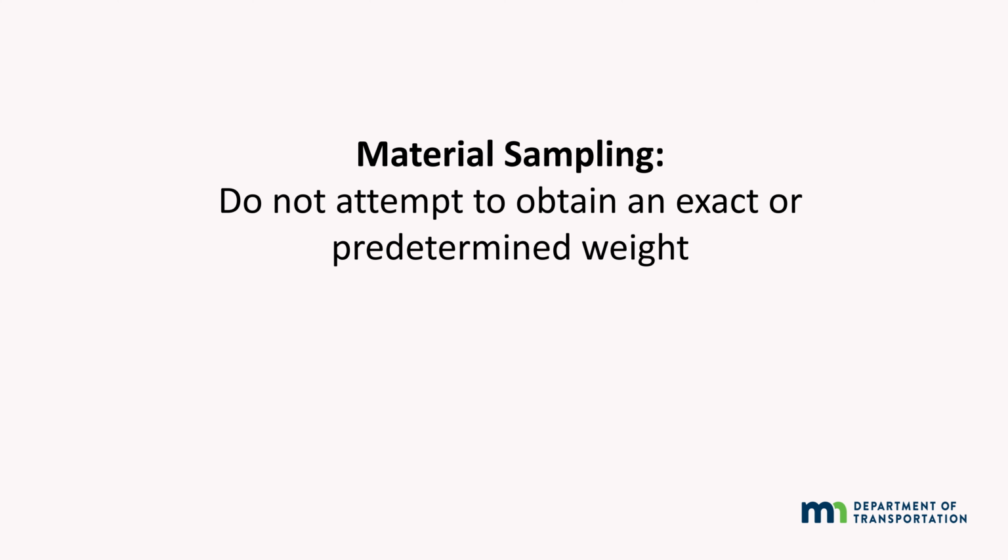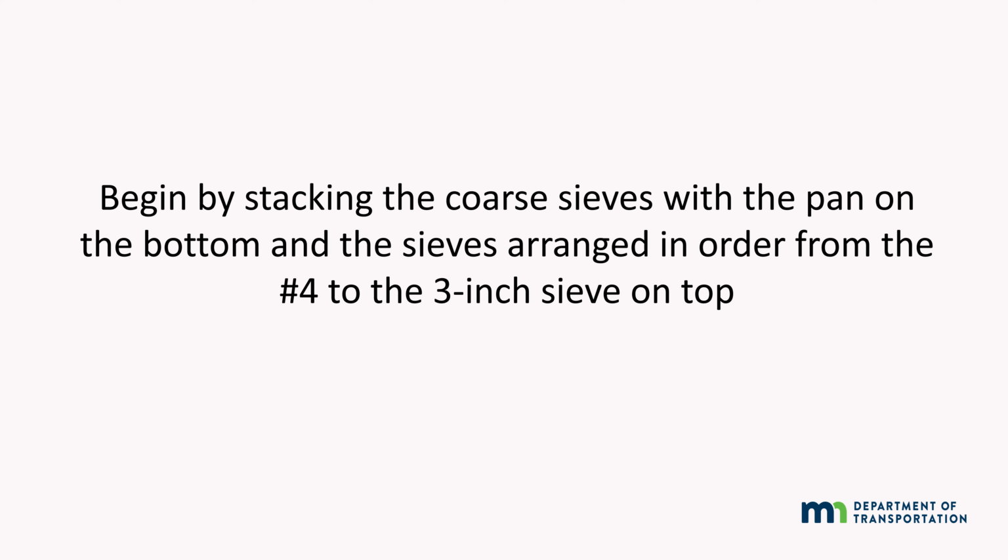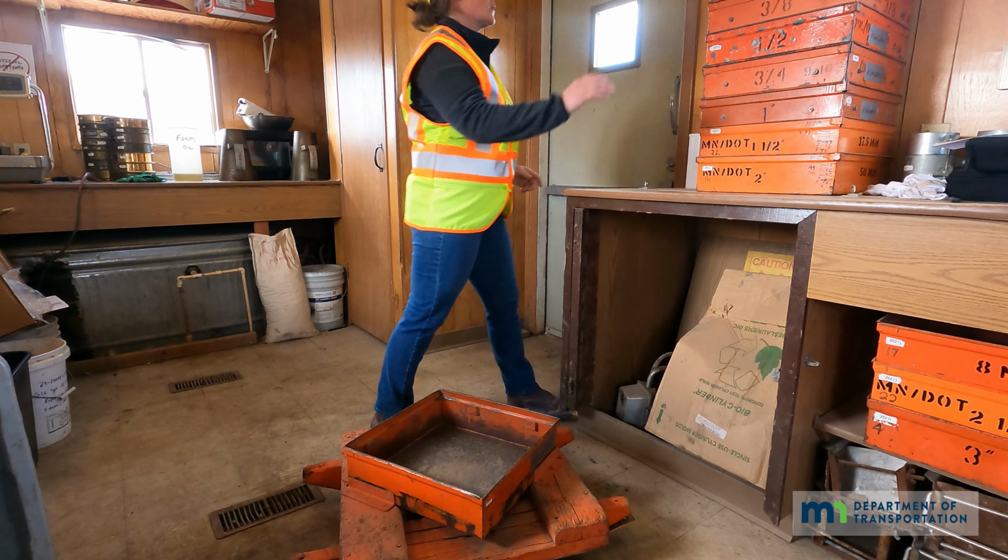When sampling, do not attempt to obtain an exact predetermined weight. Reduce the sample size using one of the splitting processes defined in the Grading and Base Manual, Section 5-692.140. Begin by stacking the coarse sieves with the pan on the bottom and the sieves arranged in order from the number 4 sieve to the 3-inch sieve on top.